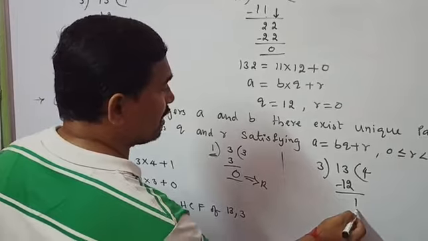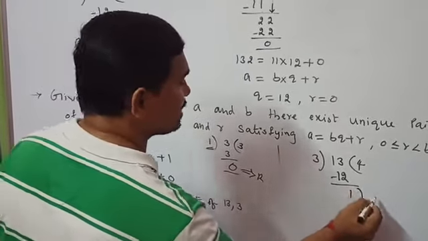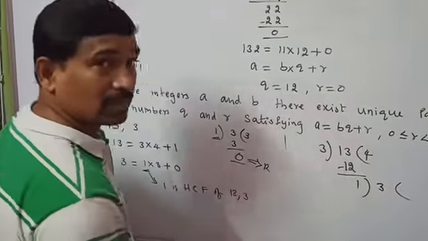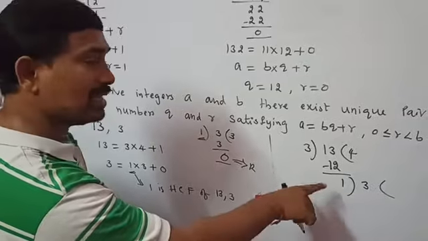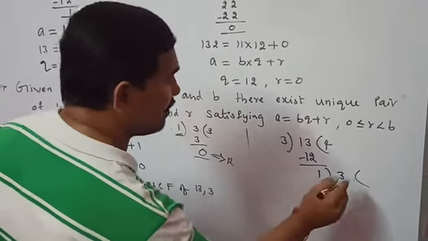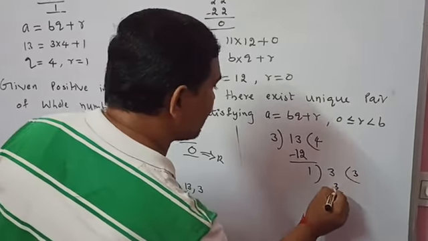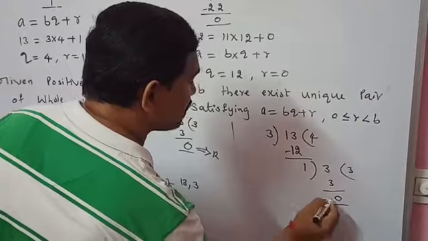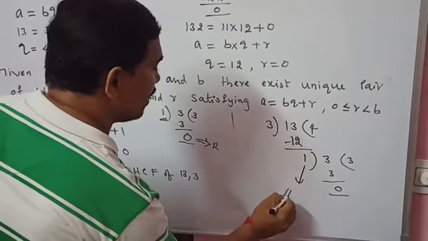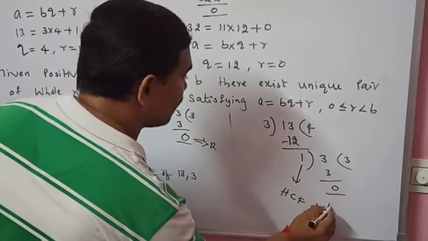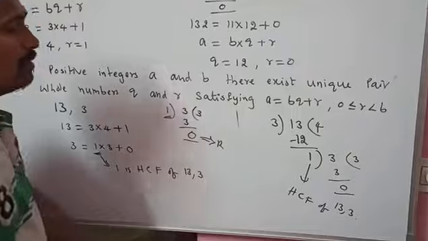Again, taking 1 as a divisor, 3 as a dividend. We are taking this remainder as a divisor, this 3 as a dividend. 1 threes are 3. Here we got 0. So then we can say this is the HCF of 13 comma 3.